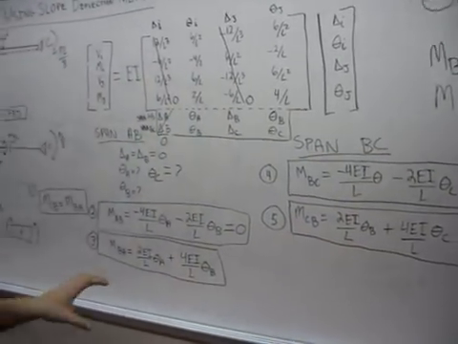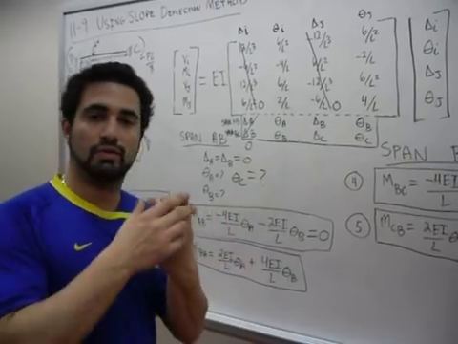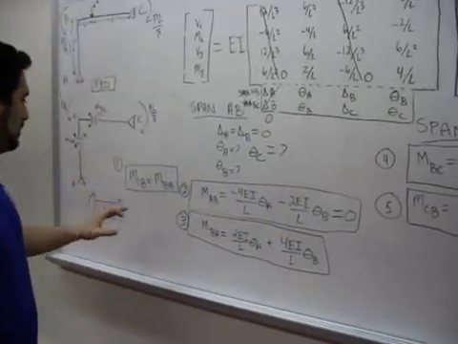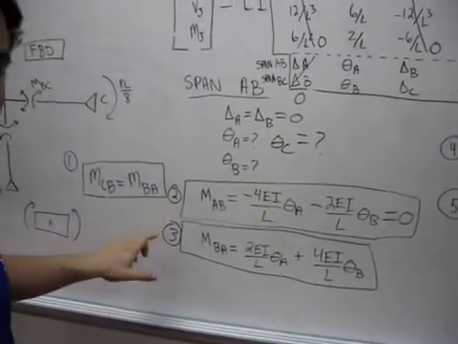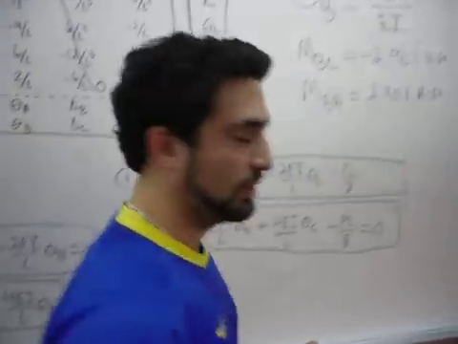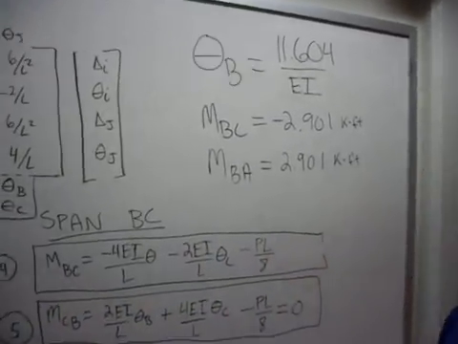And then we have 3 unknowns, and we have 5 equations. We're going to put them all together, equations 1, 2, 3, 4, and 5, and we solve for theta B. And then from theta B, you can get theta C and theta A.